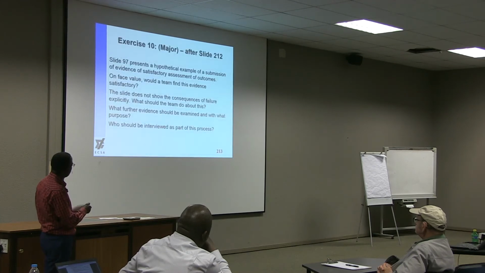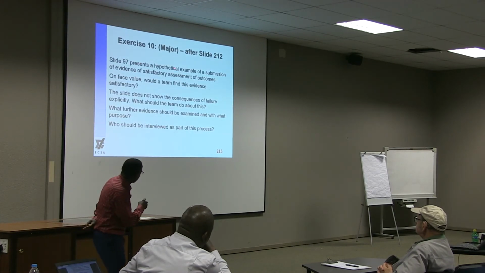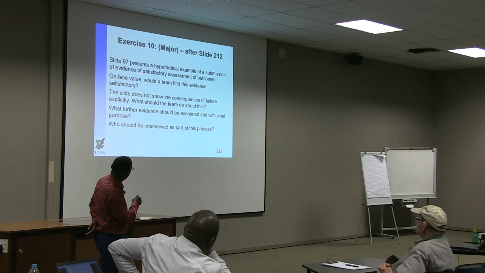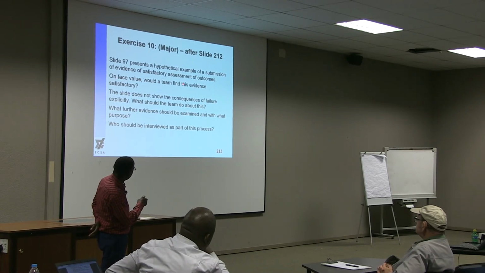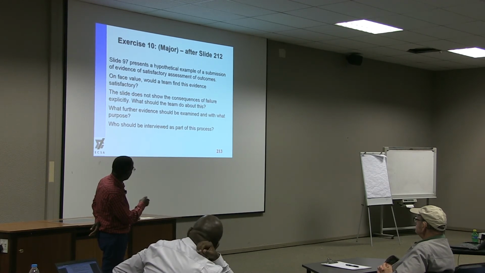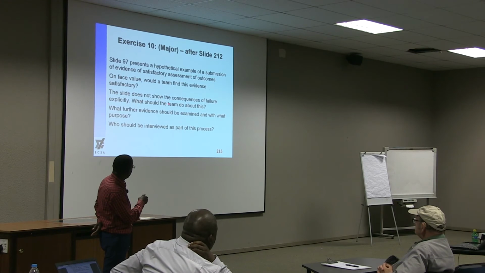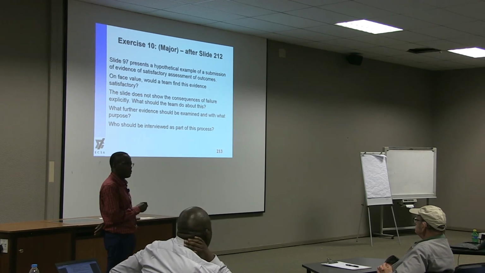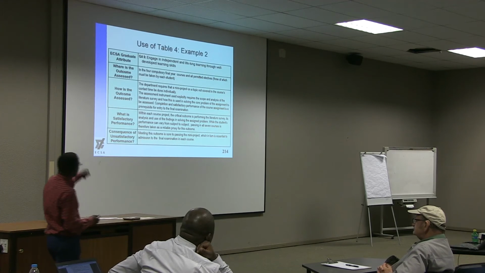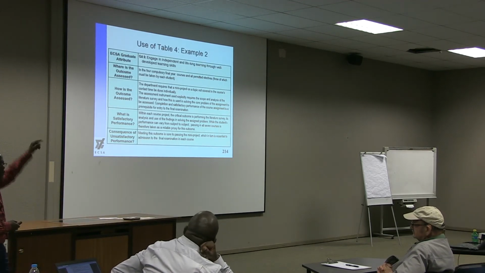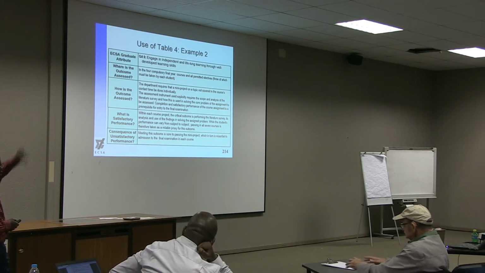Hence we had this and I said, on the slide present a hypothetical example of the submission of evidence of satisfactory assessment of outcomes. On face value, will a team find this evidence satisfactory? The slide does not show the consequence of failure explicitly. What should the team do about this? And what further evidence should be examined? And with what purpose? Who should be interviewed as part of this process? So also think about this when you prepare this, that sometimes it's easy to forget the last part to include. So that one was done deliberately in that way to exclude that part.